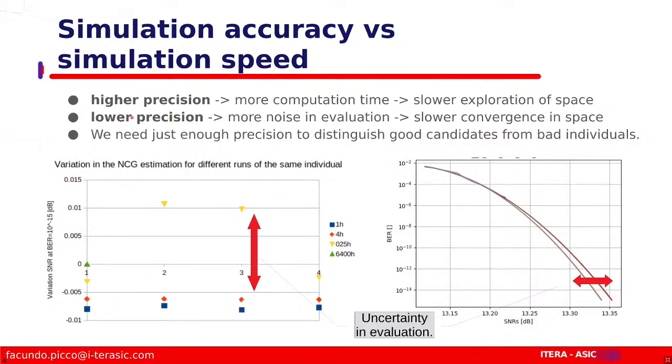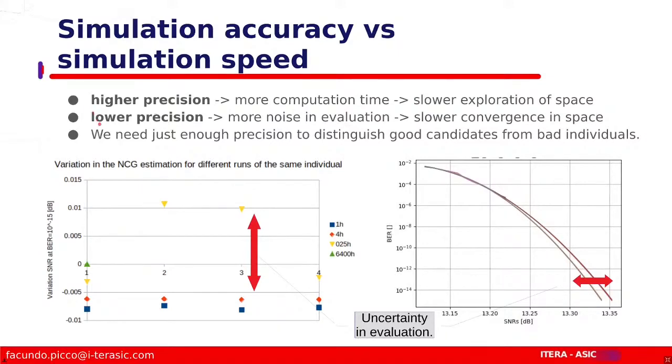So basically, the idea is quite simple. If we go on very precise simulations, they take more computation time. And that means that completing a new generation takes longer, and that basically makes us slow at exploring the solution space, or generating and evaluating individuals.